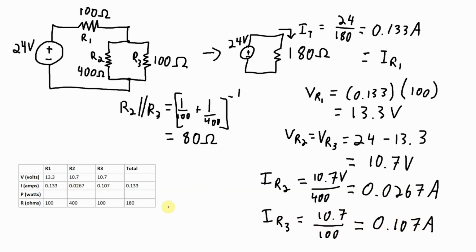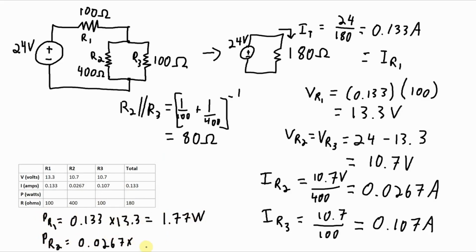And finally, I need to calculate the power. Power is equal to voltage times current. I know the voltages across and the current through each one of the components, so those will be simple calculations. I won't write out PR3 calculation. Again, it will be the current times the voltage, and it works out to 1.14 watts.